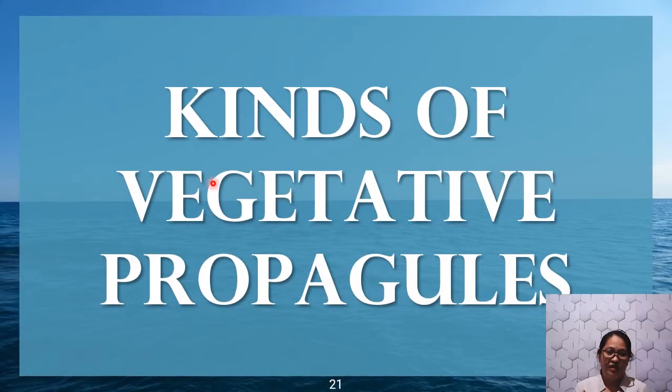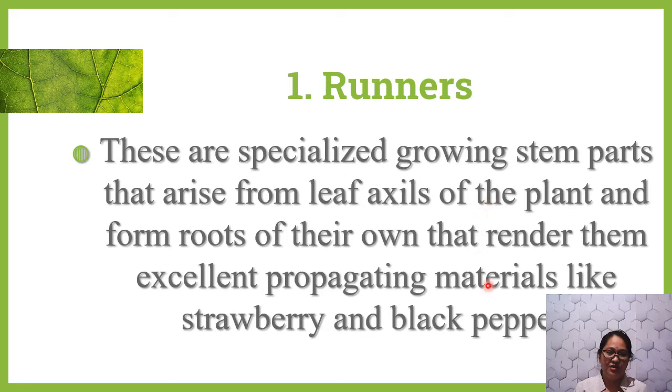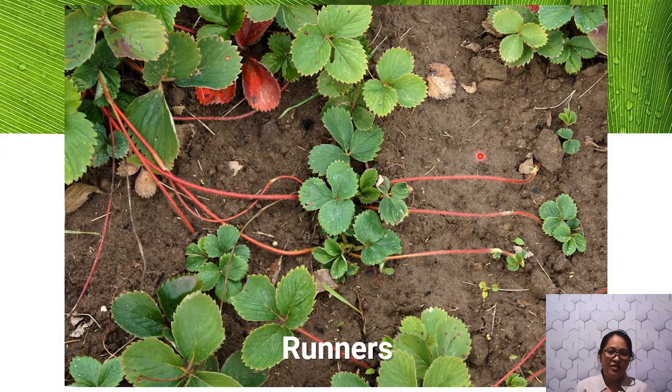Now let's move on to the kinds of vegetative propagule. Number 1, runners. These are specialized growing stem parts that arise from leaf axils of the plant and form roots of their own that render them excellent propagating materials, like strawberry and black pepper. As you can see in the picture, this is an example of runners. The growing stem creates a new plant and forms its own roots.